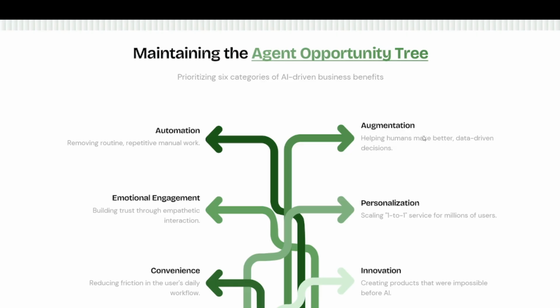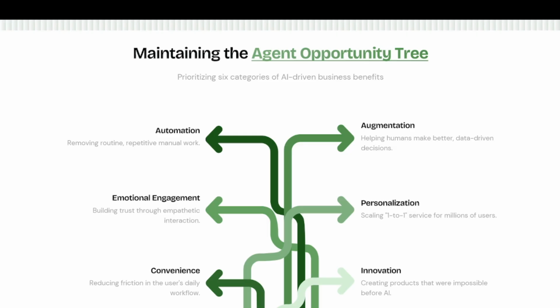So augmentation, helping humans make better decisions. It helps the CEO, CTO, and managers make better, data-driven decisions. And then we have personalization. This is scaling one-to-one service for millions of users. So personalization enables agents to solve a particular problem.